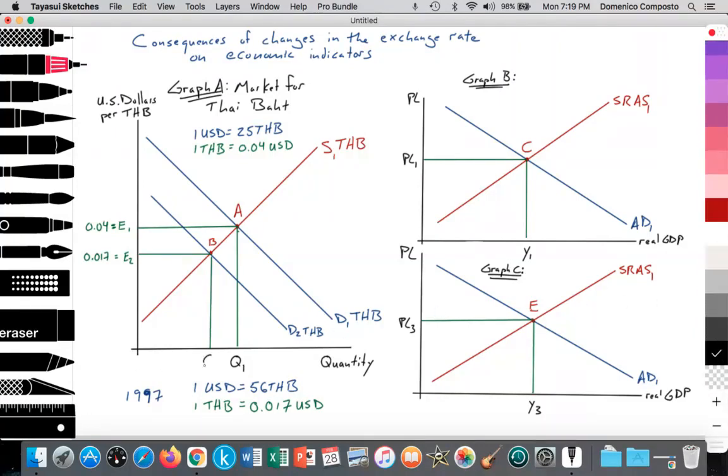So again, this is just a review of that previous video. What we want to do here is understand the consequences of a change in the exchange rate on economic indicators like GDP, inflation, unemployment. So the focus of this particular video is the impact of a depreciation, which would be the same if the central bank was to intentionally devalue the currency. You get the same theoretical impacts on GDP.